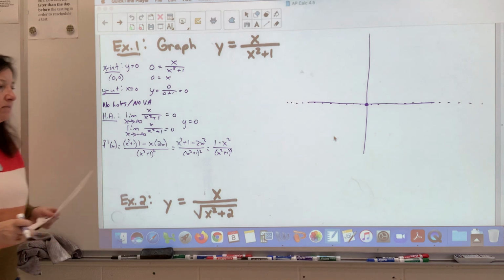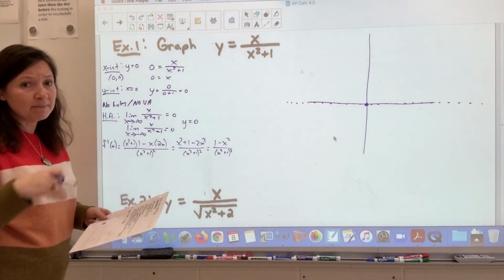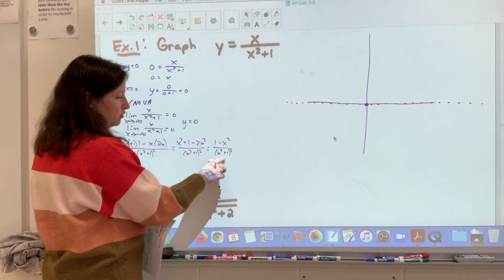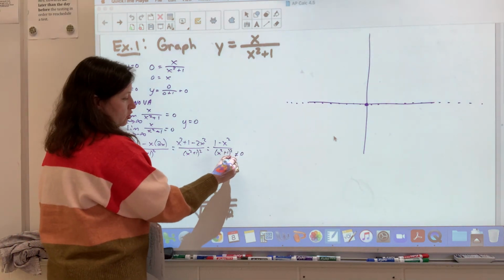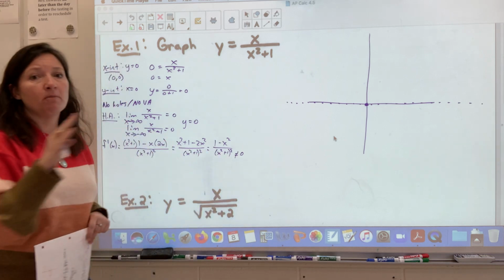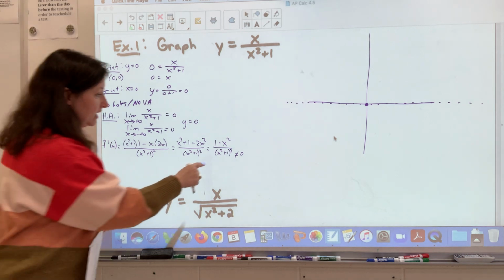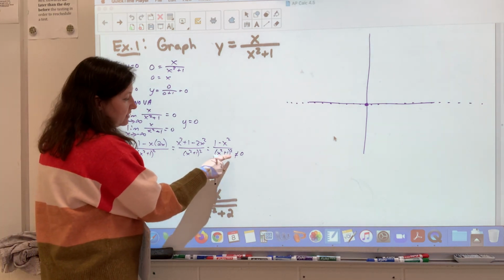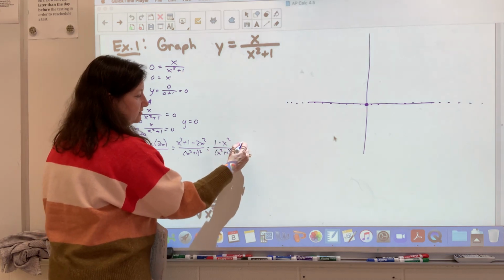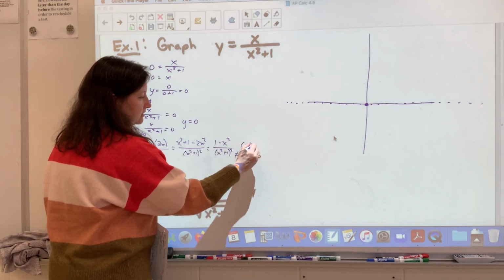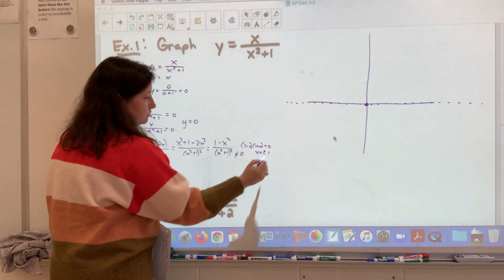So where do critical numbers occur? Where the numerator equals 0 or the denominator equals 0, because that would make it undefined. Will this denominator ever equal 0? No. What's x squared plus 1 going to be no matter what we plug in for x? It will be a positive number. This will always be positive, therefore I can't make it 0, but I can find where this equals 0. How does it factor? 1 minus x, 1 plus x, so x equals plus or minus 1.